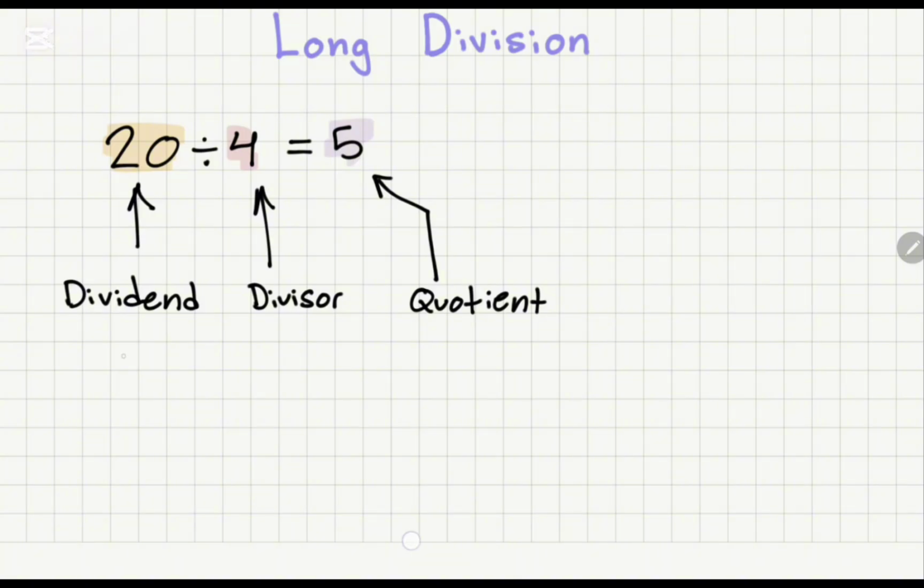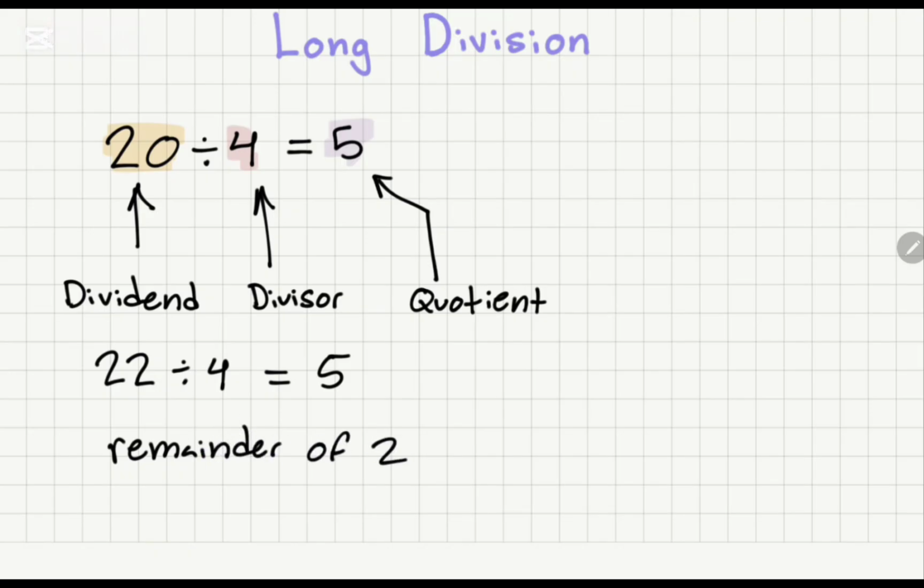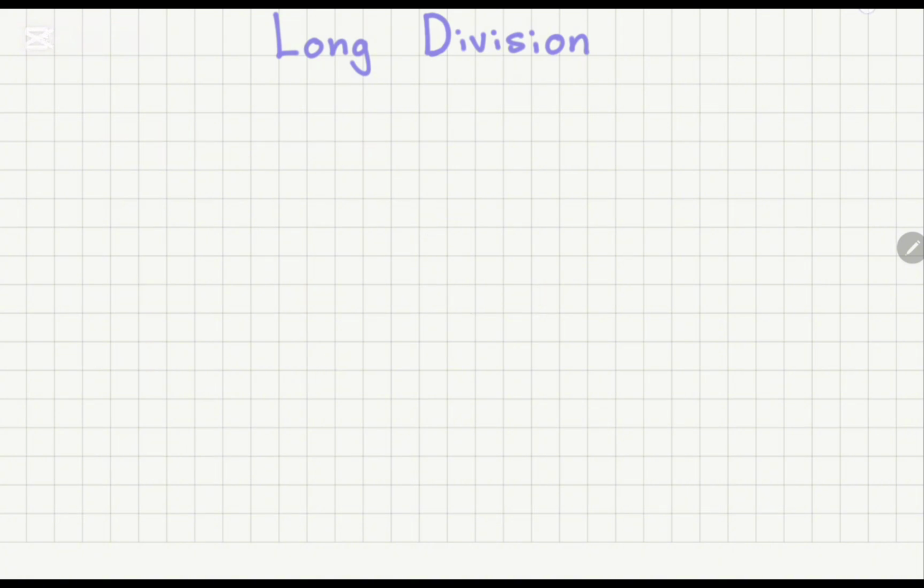Say I gave you the equation 22 divided by 4 equals 5. Well, we know that's not right because 20 divided by 4 equals 5. But 22 can't be divided by 4. We would have two numbers left over. So we would say that this equation has a remainder of 2. Let me show you what this means.